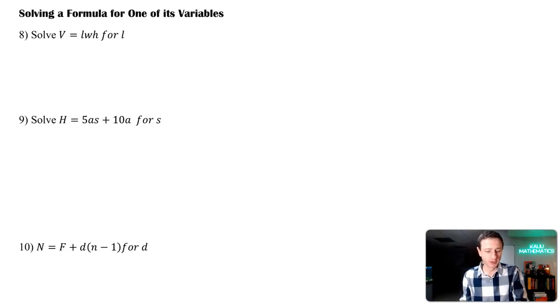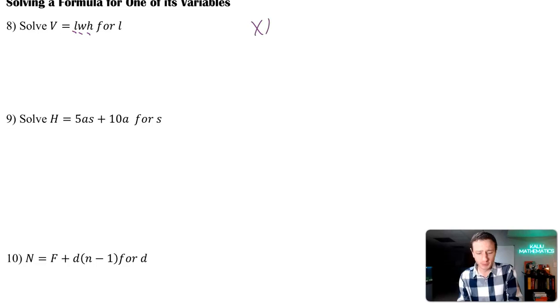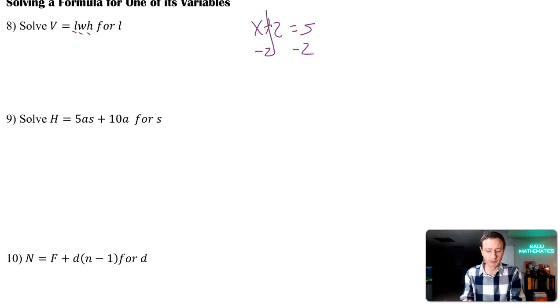What operation is being performed between L, W, and H? That's a common mistake that people make: I don't even know how to undo all these operations. What is happening between L, W, and H? How do I get rid of W and H? It's just like a normal equation. If you had x plus 2 equals 5, how would you solve for x? You would subtract 2 because you want to get rid of the plus 2.